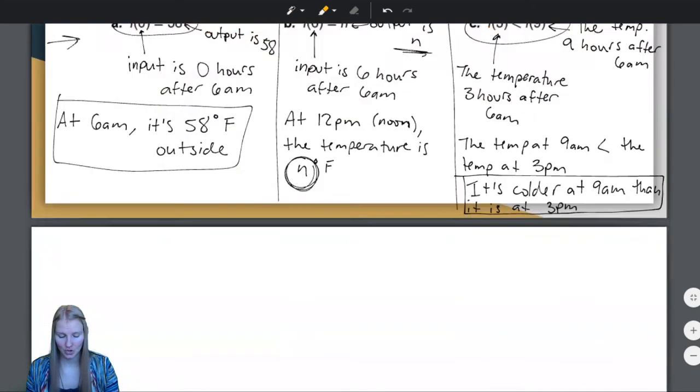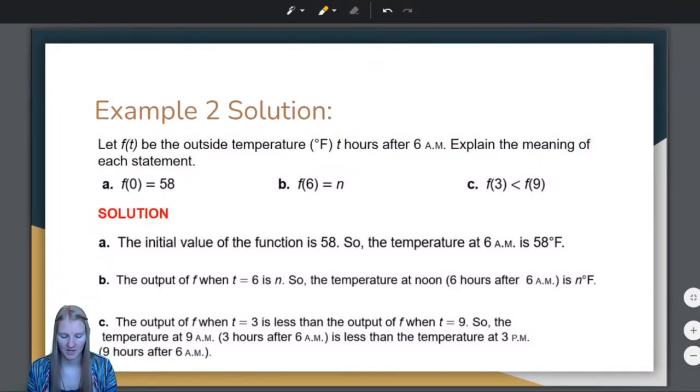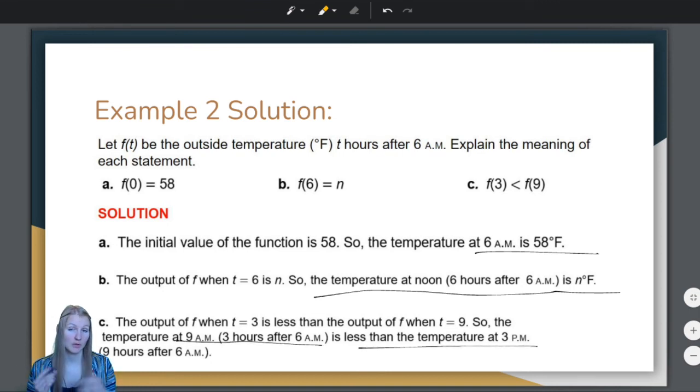Okay, let's check and make sure that we are correct. The temperature at 6 a.m. is 58 degrees. The temperature at noon is n degrees Fahrenheit. And the temperature at 9 a.m. is less than the temperature at 3 p.m. Perfect. Awesome. We were right.